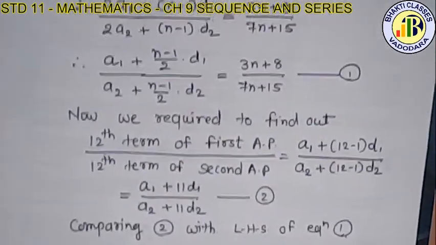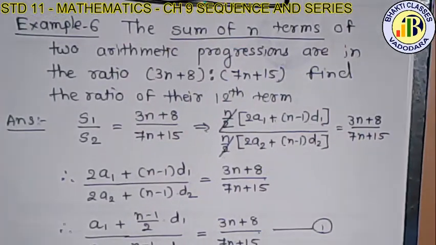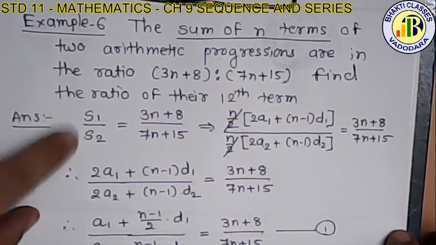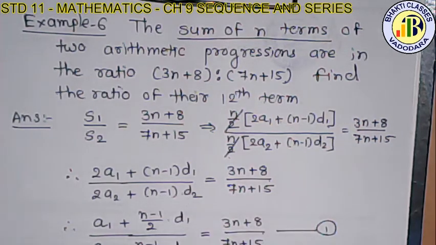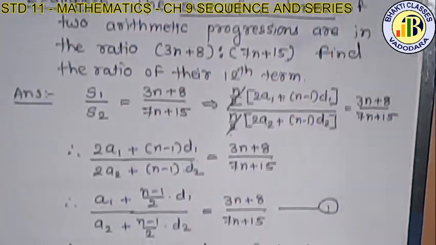So first of all, what should we do? In this case, we first just have to write whatever is given to us. The ratio of the sums of the two series, that is S1 upon S2, is given to us as (3n plus 8) upon (7n plus 15). Writing the formulas for S1 and S2, we will have n by 2 into (2a1 plus (n minus 1) into d1) upon n by 2 into (2a2 plus (n minus 1) into d2), which is (3n plus 8) upon (7n plus 15). Then after simplifying, we will have equation number 1 over here.